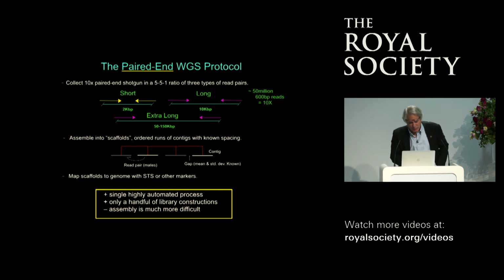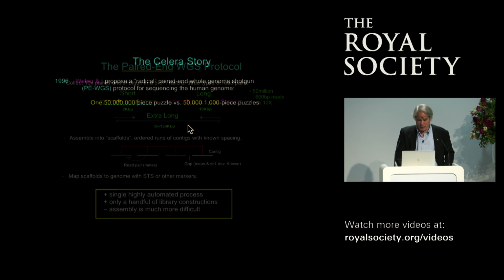And the nice thing about this is that it was a single automated process. All you had to do was Sanger DNA sequencing with the latest automated machines. It involved only a handful of libraries. You basically had to just do 3 library constructions, which was nice. But the downside, from a factory point of view, this was much more automatable and much simpler. The downside was that suddenly assembly just looked bloody hard. Just like, can you do this?